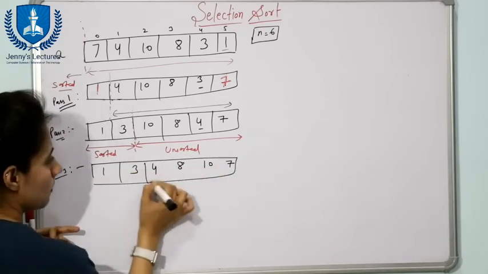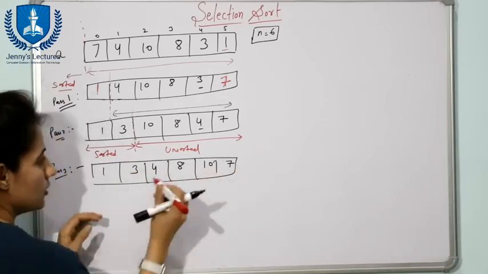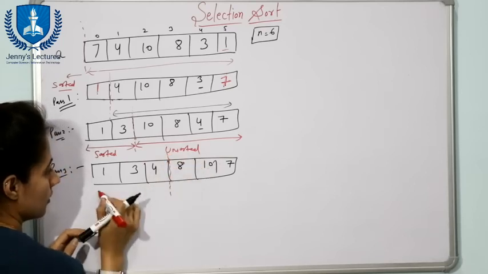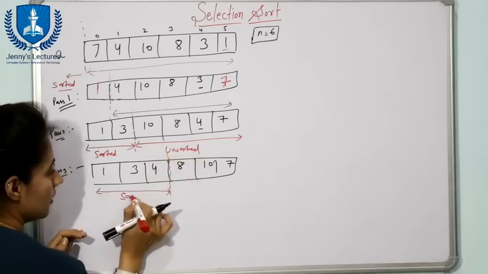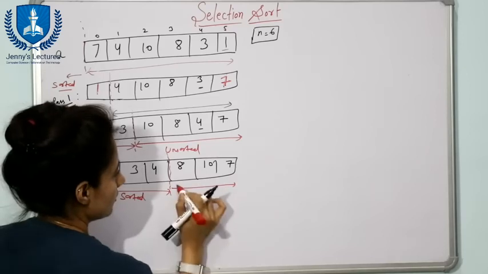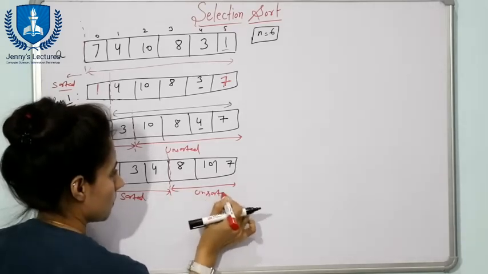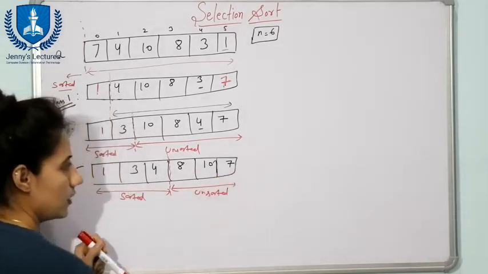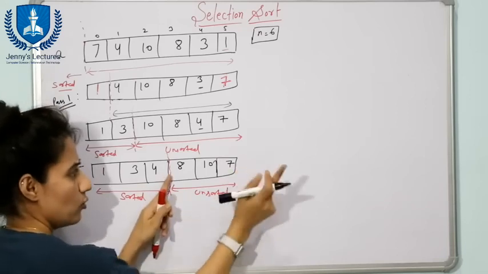Now this is the array. Now this is the sorted subarray and the remaining is the unsorted subarray. Fine. Now from the unsorted subarray, find out the minimum element.